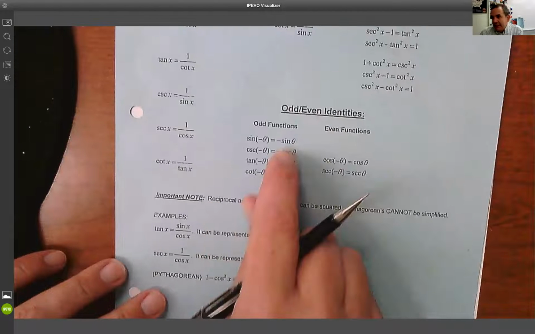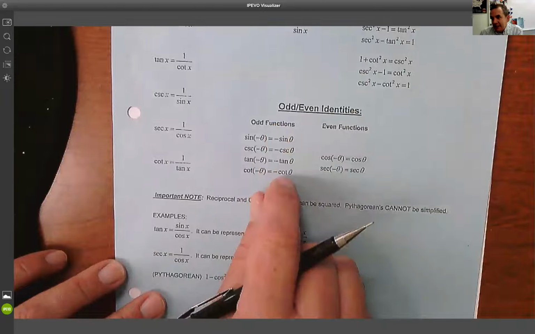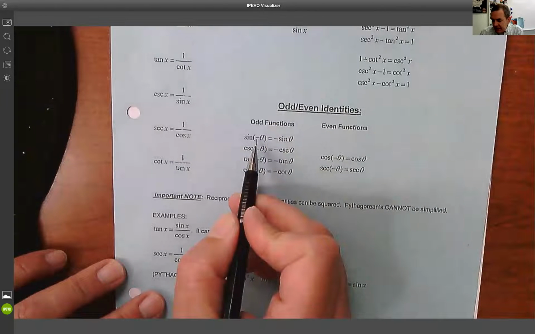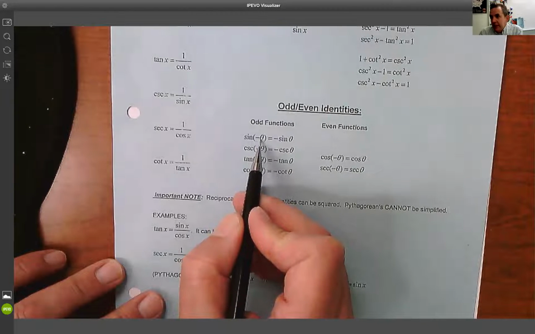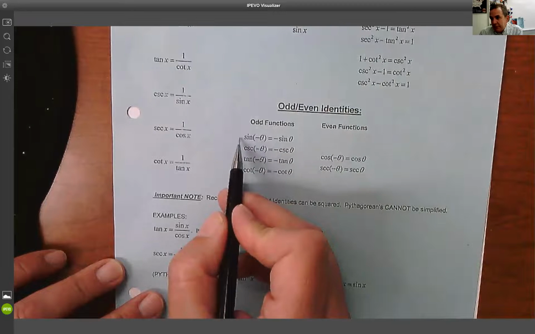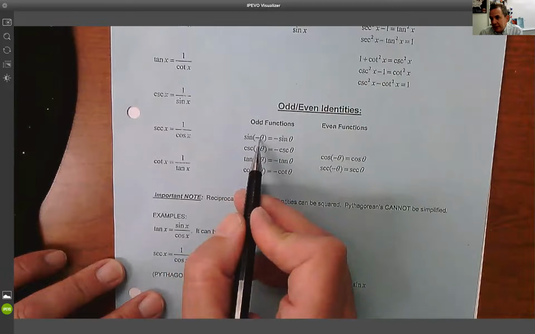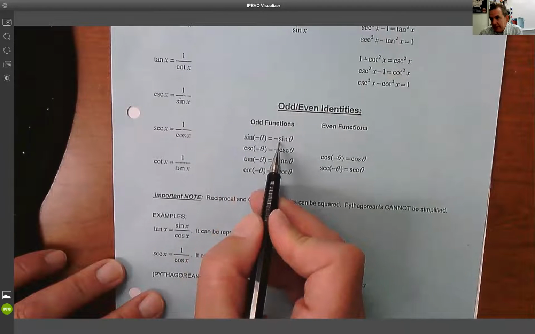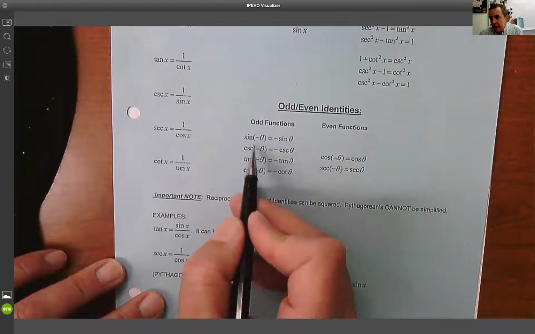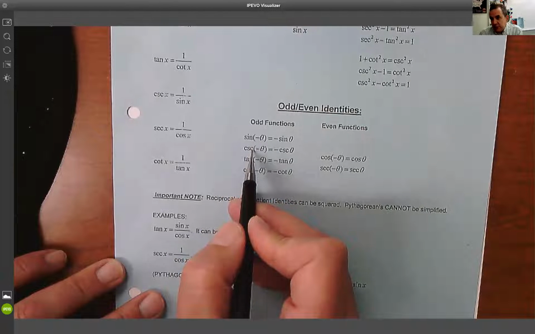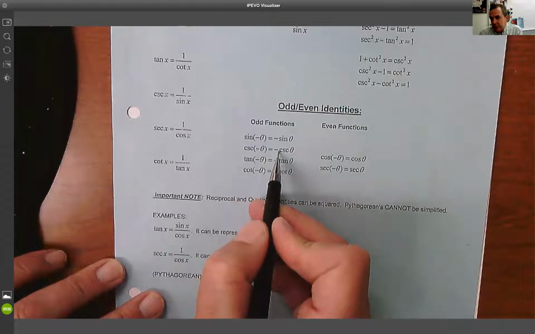What I'm going to add today is this idea of odd and even identities. And what it means is if I have a negative sign in here with whatever variable I have, like the sine of a negative angle, I can bring the negative sign up front. So sine of negative theta equals negative sine theta. The negative sign comes out front. Since cosecant has everything to do with sine, it follows through with cosecant.